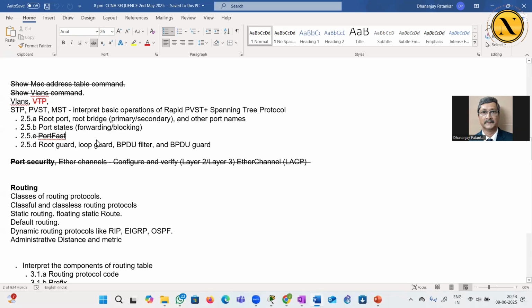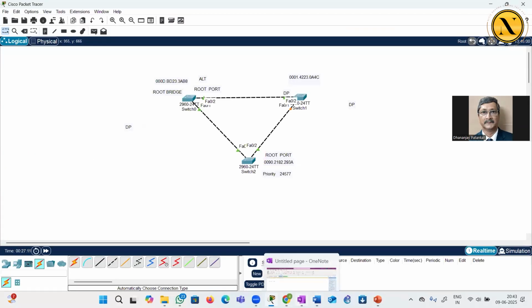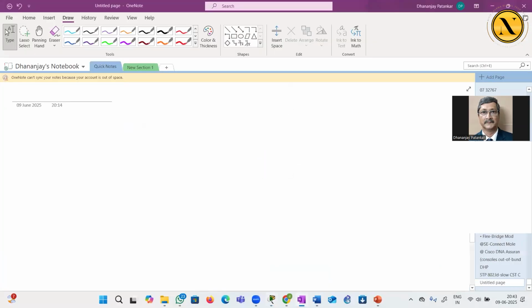Spanning tree PortFast, remember? Sir, I will need to revise it a bit. I will see it in that week. I'll tell you what PortFast is. So if you're not remembering, you tell me like that.